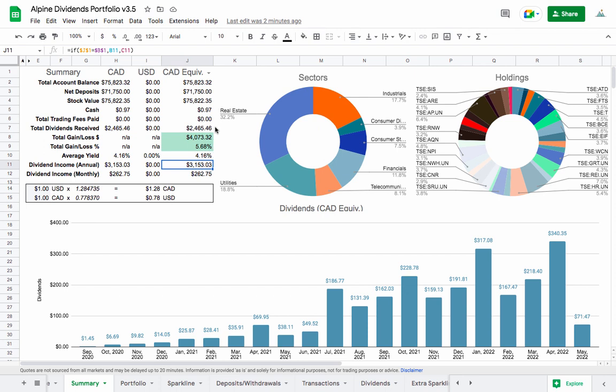Whatever the value of the stocks is doing is good. You want that to be going up as well, but basically you want that to be going up and this to be going up, and then you're pretty much good.